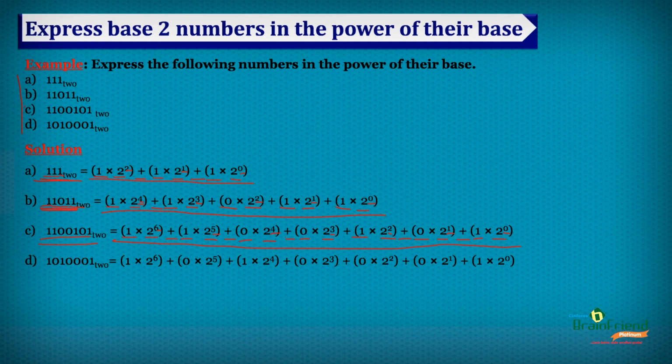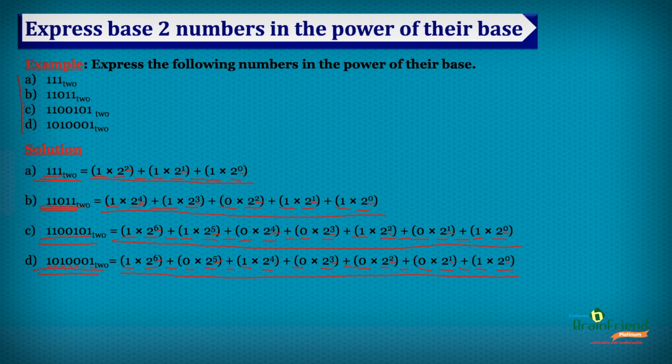Now for the last example, 101001. So we go ahead, 1 multiplied by 2 plus 0 multiplied by 2 plus 1 multiplied by 2 plus 0 multiplied by 2 plus 0 multiplied by 2 plus 0 multiplied by 2 plus 1 multiplied by 2. 0, 1, 2, 3, 4, 5, 6. So this is how we express this number in the power of its base.